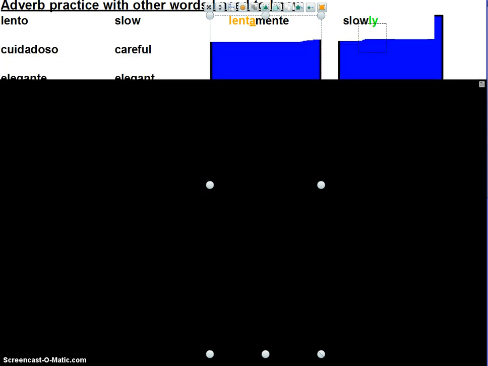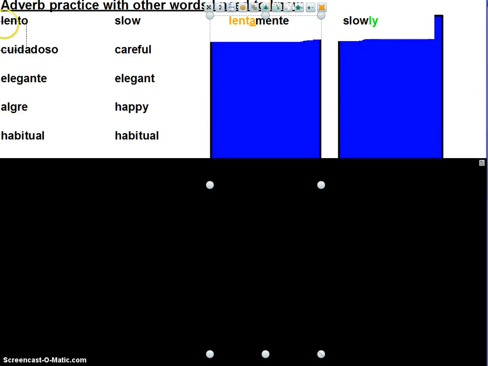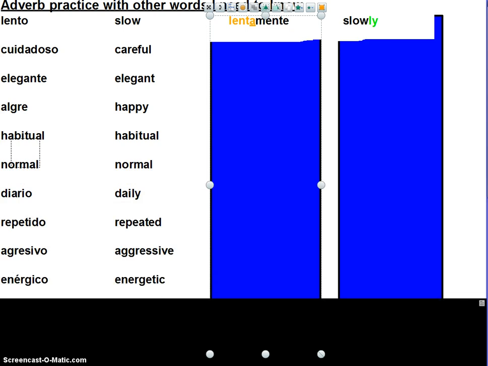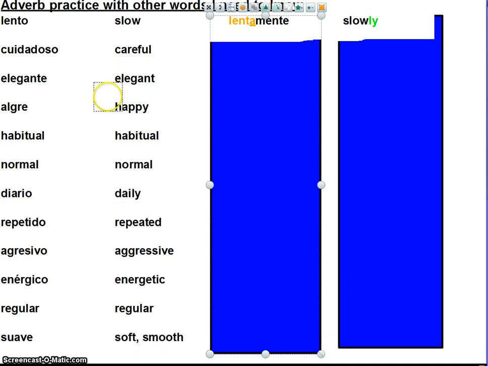Slowly. So here are a list of adjectives here and what they mean. And I expect you to write down the Spanish adverb form of them and then what they mean in English to complete your notes. And that's it. You've learned some adverbs and how to turn adjectives into adverbs. Good job.